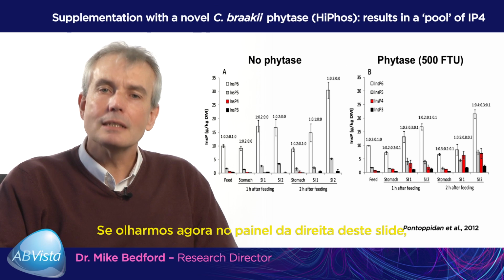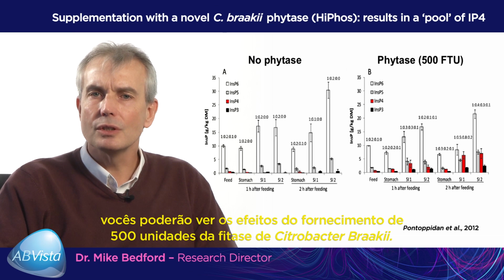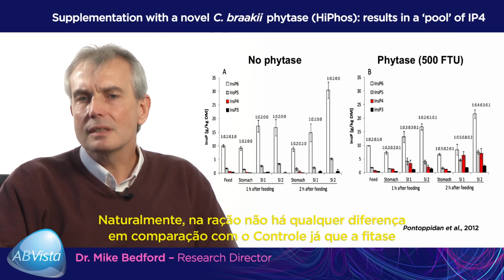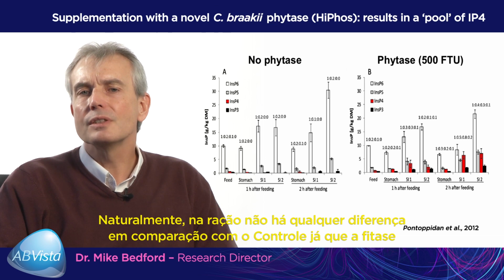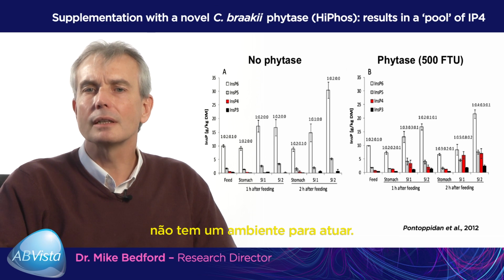If we now look on the right-hand panel of this visual, you can see the effects of feeding 500 units of a Citrobacter brachii phytase. As you can see in the feed, of course, there is no difference compared to the control, as the phytase doesn't have an environment where it can work.